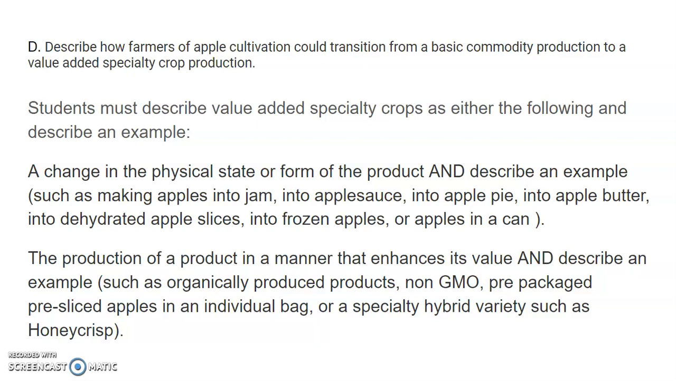examples, or the production of a product in a manner that enhances its value, so that they change the production of it in such a way that it increases the value, such as organically grown apples, non-GMO apples, pre-packaged, pre-sliced apples in an individual bag, or a specialty hybrid variety such as Honeycrisp apples. So if they know specific varieties like Gala apple or Fuji apple, then those are hybrid varieties that also can increase the value.